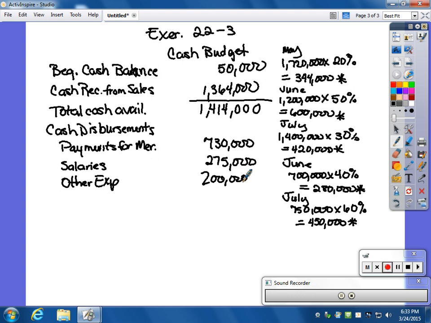What else do they have? We have accrued income taxes. How much were they? 80,000. What's next? We have bank loan interest. How much was the interest? 60,600. Now at this point, what do we do? Don't we need to add them all first before we subtract from the cash? What's the total cash disbursements?